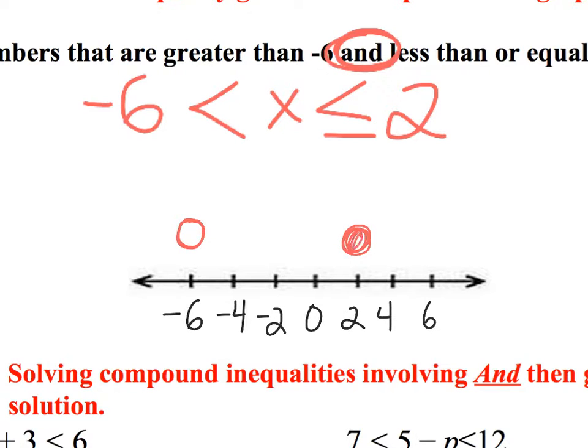Okay? And look at your little sentence there. It's just saying the x values in between that. So what you do is draw kind of like a dumbbell. It's saying the values in between those. So anything between -6 and 2, and also it includes 2.